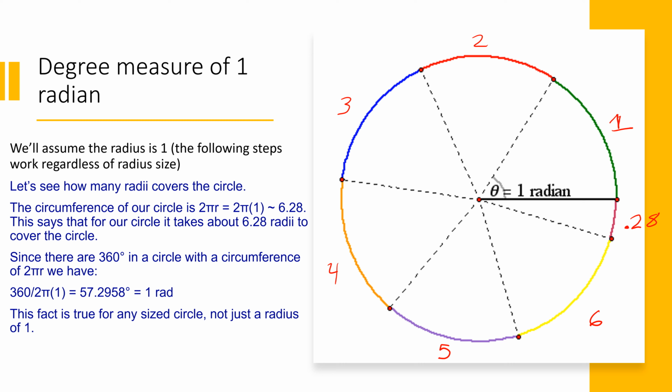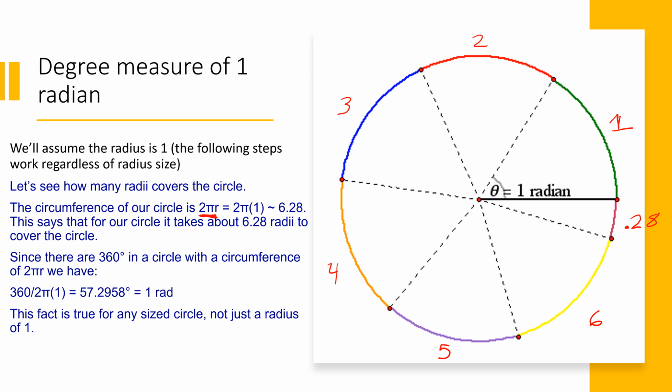If you remember the circumference formula of a circle, 2 pi r, you can find the circumference just by knowing the radius of the circle. Here we said that the radius was going to be 1, so if I substitute 1 in for my radius, I get 6.28. So I could take 6.28 radii and cover the circumference of the circle. We have 360 degrees of a circle, and we know we have, not roughly, but exactly 2 pi radians.